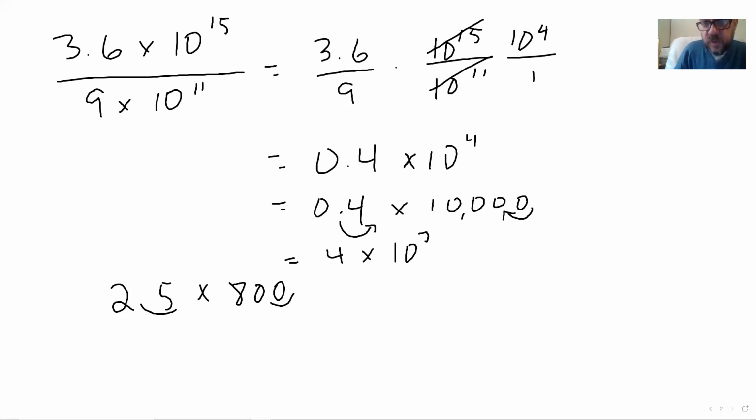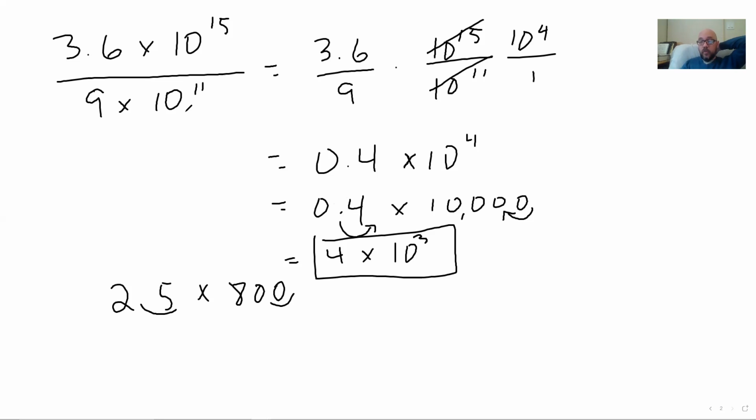That's not a very pretty 3. Let's try it again, a little neater this time. And so the idea here is I made this 0.4 bigger by a factor of 10. So to compensate, I have to make this 10 to the 4th smaller by a factor of 10. So I'm going to put this. So that's the essential idea of dividing numbers when you have scientific notation.